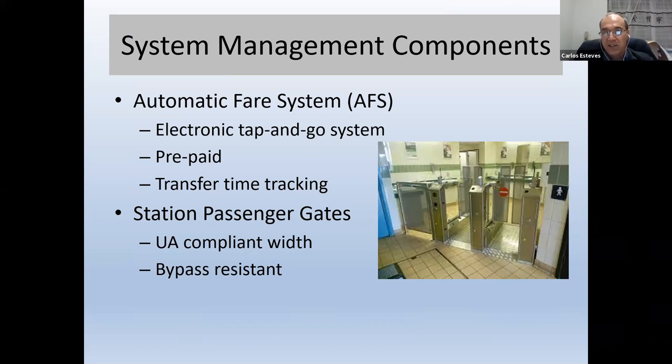The station gates have to be universally accessible. You can see this gate is special to allow wheelchairs through, and not only wheelchairs, but things like prams and other non-motorized and larger objects through. It has to be bypass resistant, which was found in South America. So typically at our end of the world, there are areas above here with a screen to prevent people jumping over these pedal gates that we have.